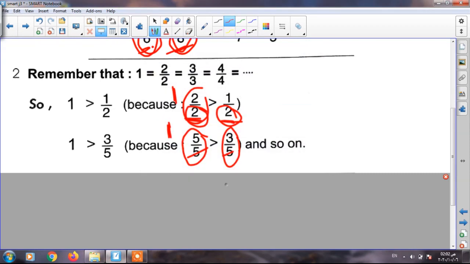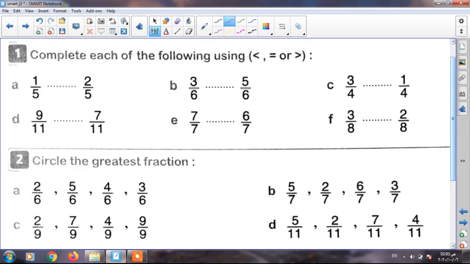Okay, here I have a question. Firstly, junior 4, I must read my title: complete each of the following using smaller than, equal to, or bigger than. The first one, here I have 1/5 and here 2/5. Firstly I must look at my denominator. Here I have 5 and here I have 5, the same denominator. It means I will compare between their numerators. Here I have 1 and here I have 2. Where is the bigger? 2. So 2/5 is bigger than 1/5. So 1/5 is smaller than 2/5.